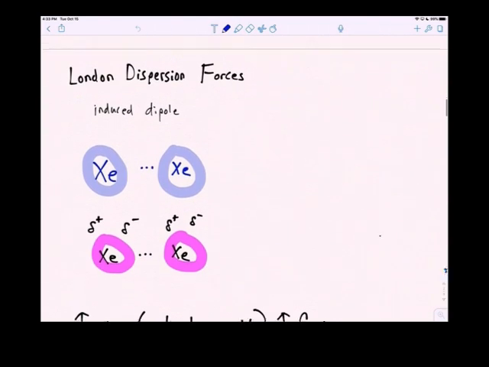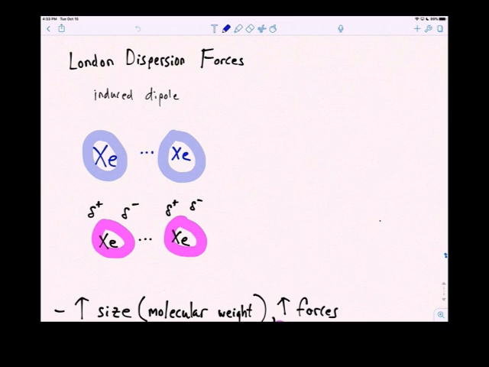And let's start with the simplest types of forces. There's London dispersion forces, sometimes called London forces, sometimes called dispersion forces. Now they all mean the same thing. The idea is an induced dipole. So if you take something like two xenon atoms, as they approach each other, the electron clouds are going to repel, and you get an induced charge. One xenon atom will induce a charge in another xenon atom, and then there will be a slight attraction between the atoms that way.